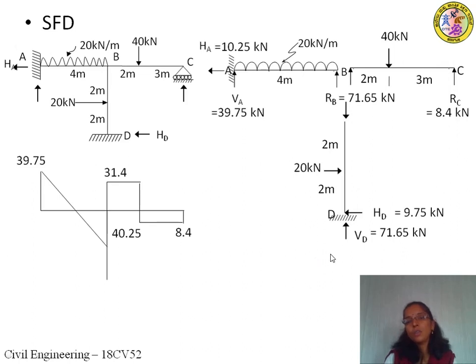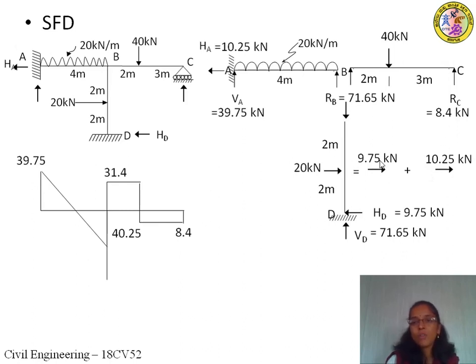Okay, so to draw the shear force diagram for the vertical member, let us first divide this 20 kilonewton into two forces of 9.75 and 10.25. So if you add these two, it will be equal to 20 only. Okay, so we have divided the given force of 20 kilonewton into 9.75 and 10.25. So let us neglect this 10.25 for a while.